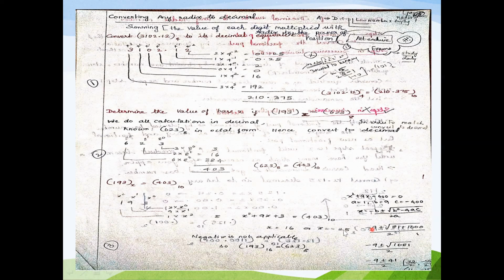So this is how we get the value of x equal to 16 as well as minus 25. Negative is not applicable here, hence x is equal to 16, which means that 193 is to the base 16, which means this 193 is the hexadecimal equivalent, and it will be equal to 623 in terms of the octal equivalent. That is the interpretation.